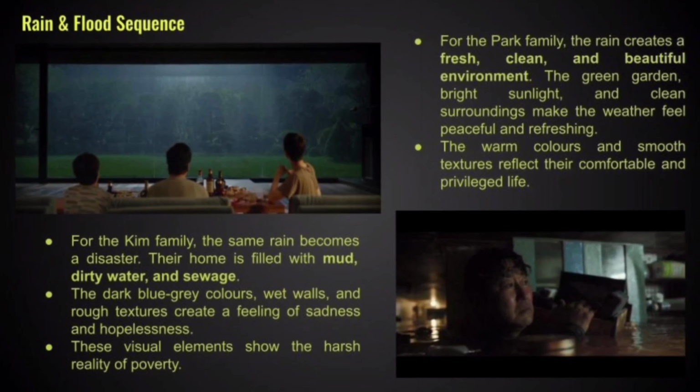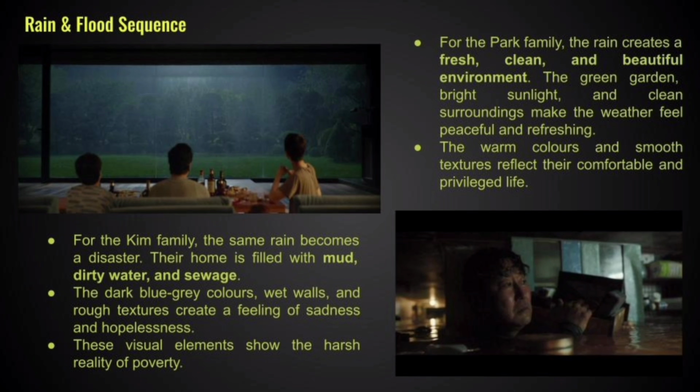One of the strongest visual contrasts in Parasite is the rain and flood sequence. For the Park family, the rain makes the garden look fresh, clean, and beautiful. It reflects their comfortable and privileged lifestyle. But for the Kim family, the same rain becomes a disaster. Their house is flooded with dirty water, creating a dark and hopeless atmosphere. Through this contrast, Bong Joon-ho shows that the same event has a completely different effect on the rich and the poor.